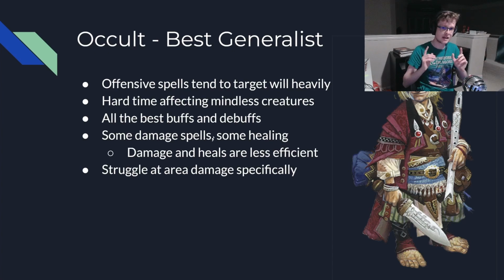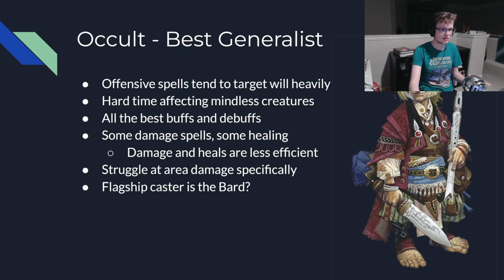And they struggle at area damage in specific. There are some spells that let you get around that a little bit, but you should mostly leave area damage to your Primal and Arcane casters. And its flagship caster is Bard, which doesn't make a whole lot of sense if you're just looking at the name Occult and then see Bard next to it.